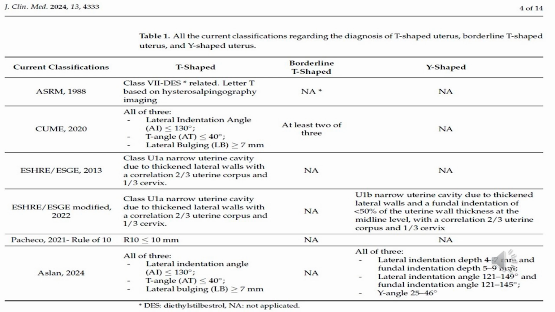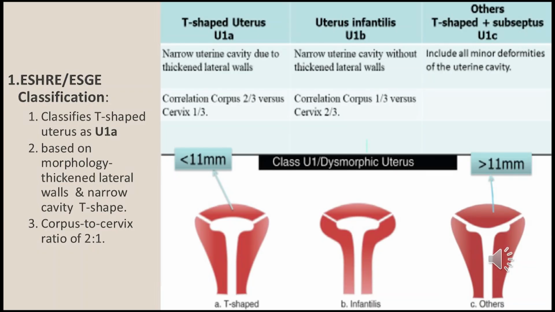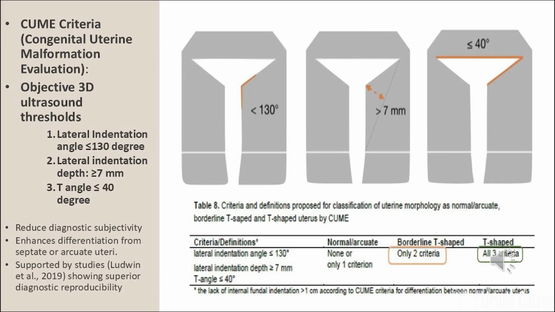The ESHRE/ESGE classification classified dysmorphic uterus as class U1, further into U1A, 1B and 1C depending on the lateral wall projection, the fundal dimpling and the ratio of the uterine corpus to the cervix. This does not have much clinical importance because it did not include any measurements and is highly subjective. The first objective criteria were defined by the CUME criteria, that is the Congenital Uterine Malformation Evaluation Committee, which measured three criteria. The first is the lateral indentation angle.